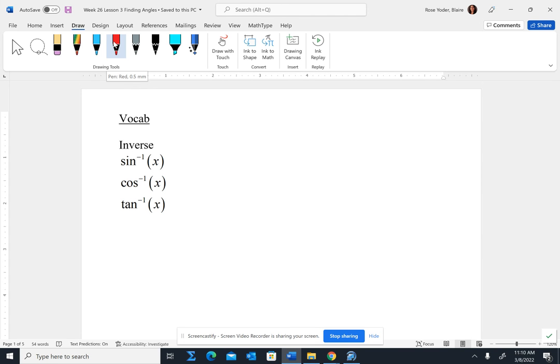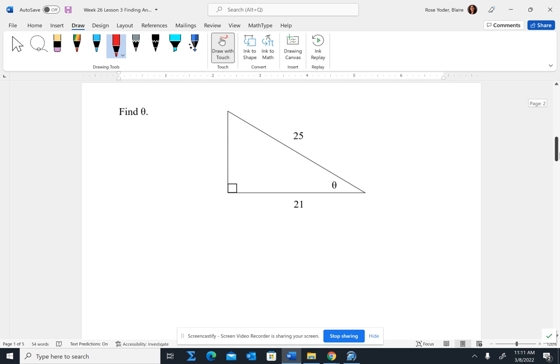We have one last thing to learn about trigonometry. You know now about sine, cosine, and tangent, but what do these crazy little negative ones mean? So that's what we're going to learn. It has something to do with this vocabulary word, inverse. So let's check out the first problem and see what we're trying to do.